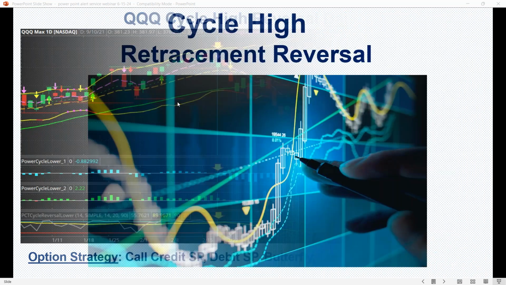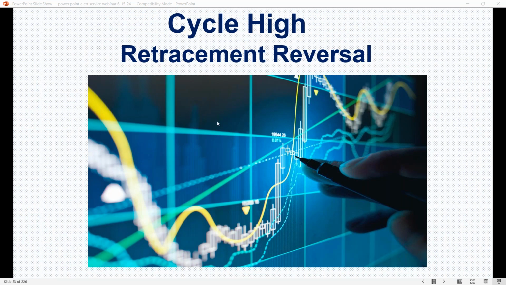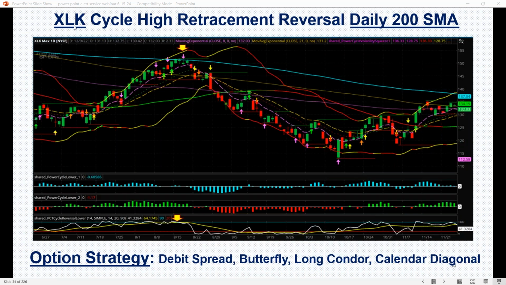And then the next one is the cycle high retracement reversal. So this is when we're in a down market, and then it retraces back up into a key overhead resistance and fails. So here's an example. XLK was a good example here, in a good trend up. It was trending up, but then came into this massive overhead 200-day moving average right there.